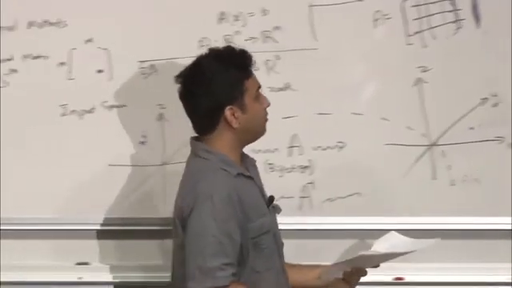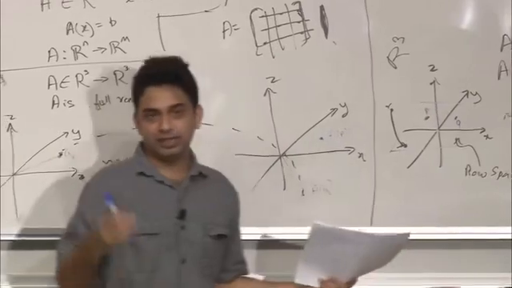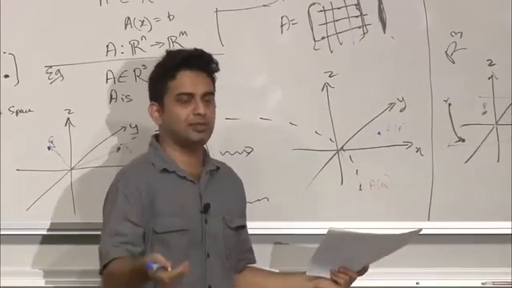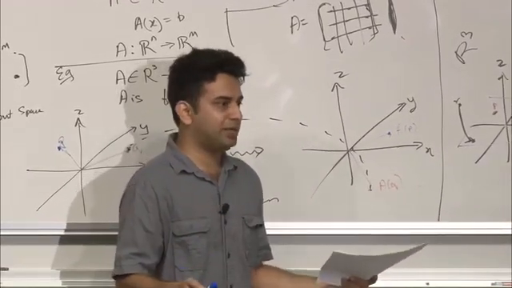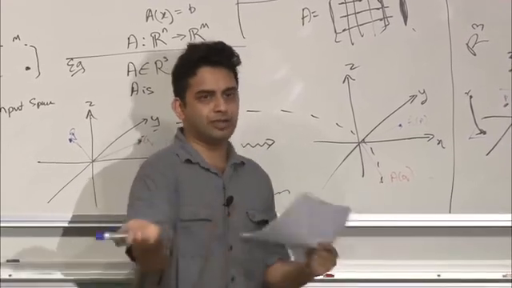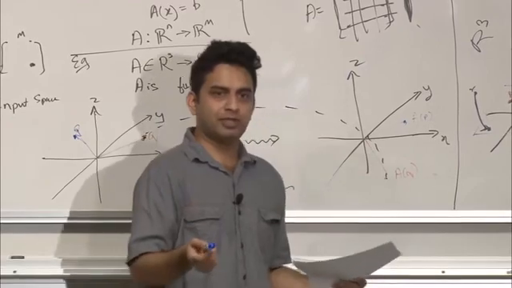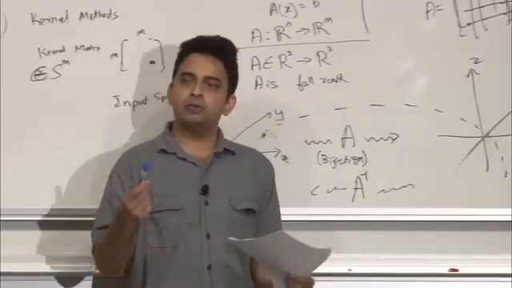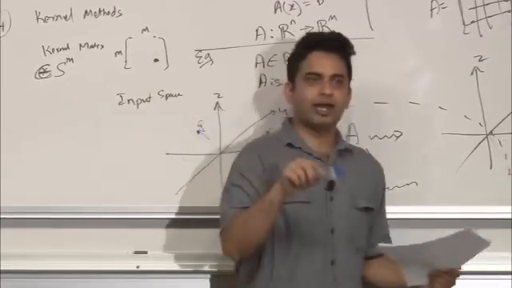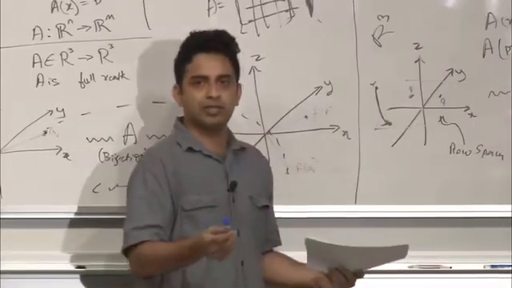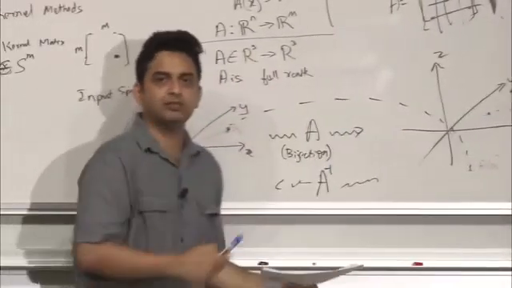So in order for a matrix to be invertible, there are two requirements. One is that it has to be a square matrix, because if it's not a square matrix, there's no possibility of even creating a bijection. It has to be a square matrix, and it has to be full rank. So if a matrix is square and has full rank, then it's an invertible matrix, because a bijection will exist.